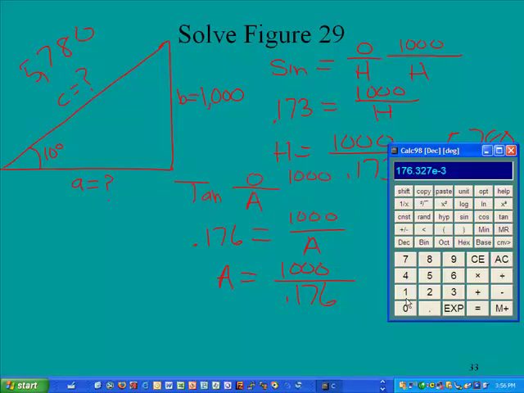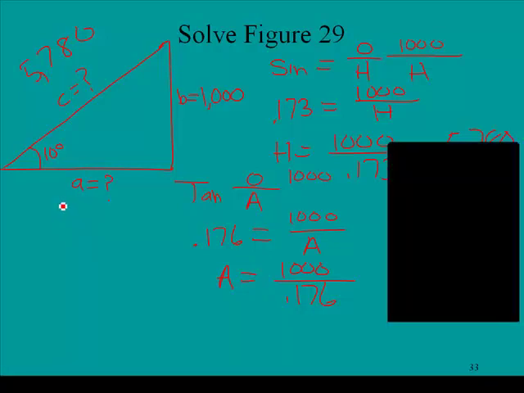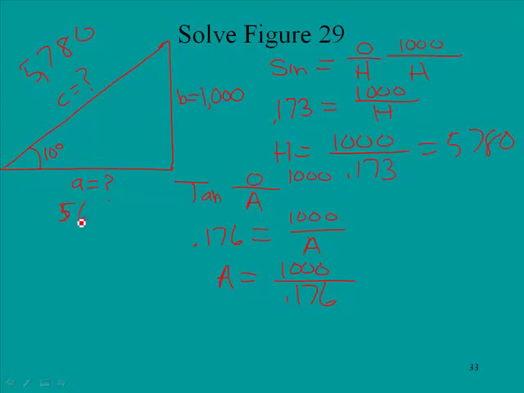So we have 1,000 divided by 0.176 equals, and it's 5,682, and that will be the adjacent side. Let's see, 5,682, maybe we'll write it here too, 5,682.